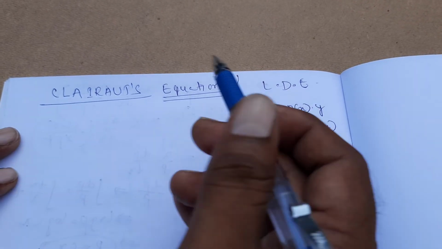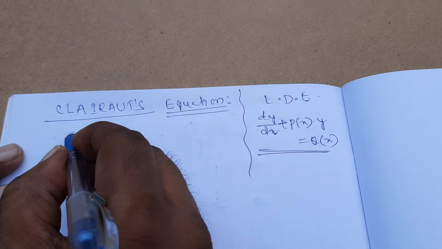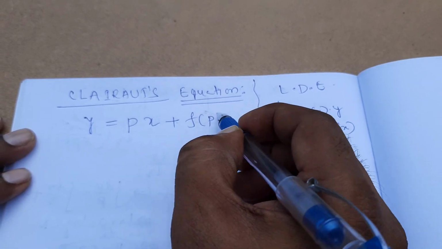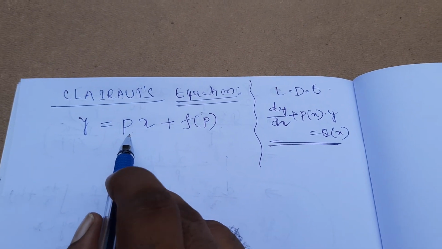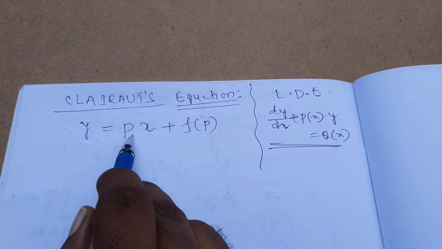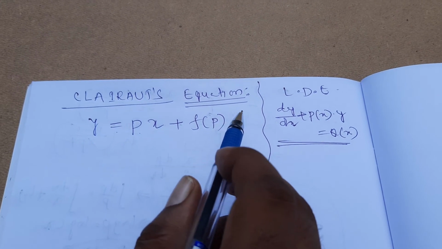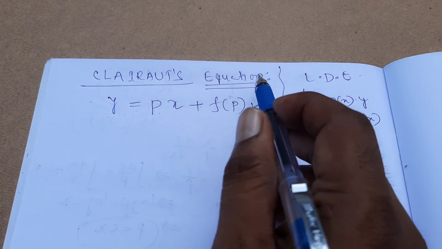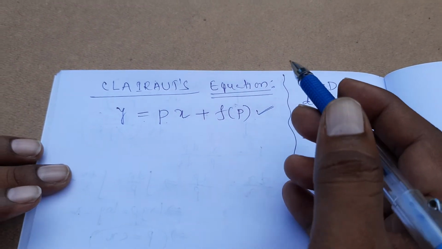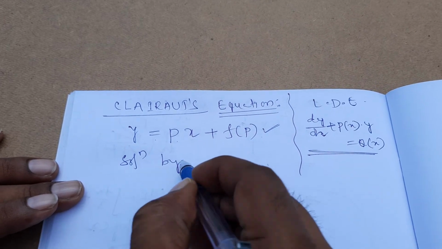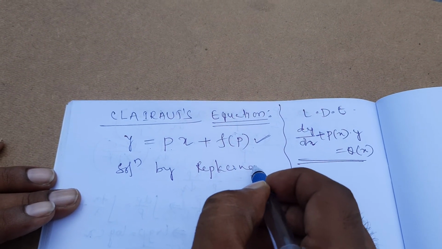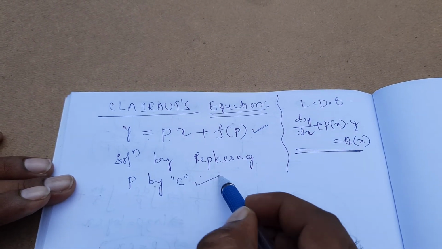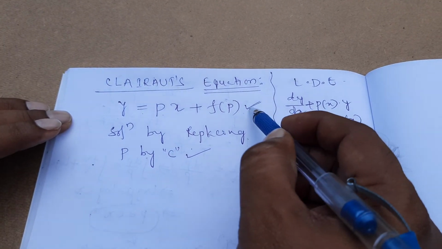What is the Clairaut's differential equation? If the given differential equation is in the form y is equal to p into x plus f of p, this form is known as the Clairaut's equation. And for this Clairaut's differential equation, directly you will get the solution by replacing p value by some constant c. Simple only, but identification is important here.